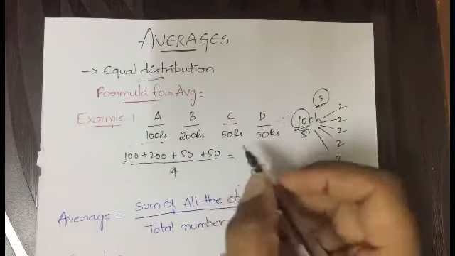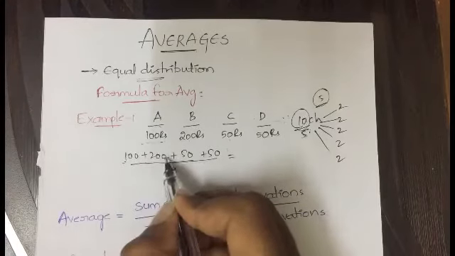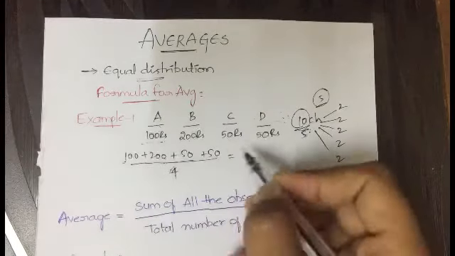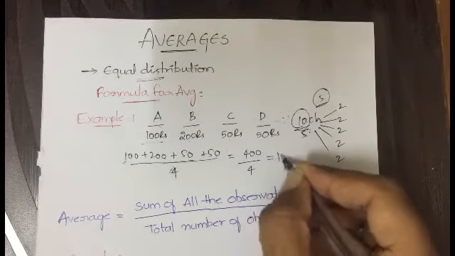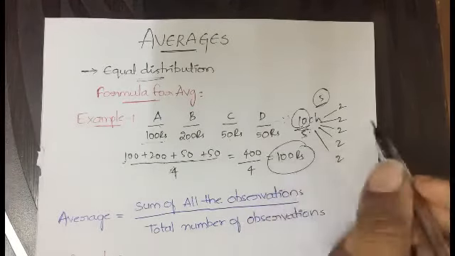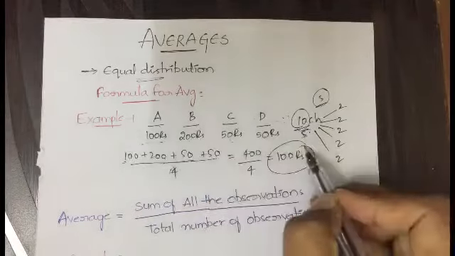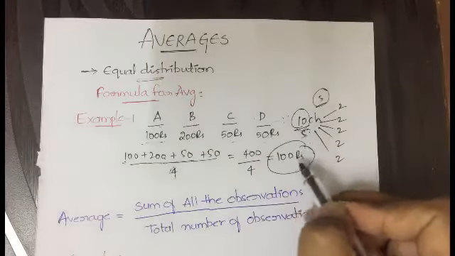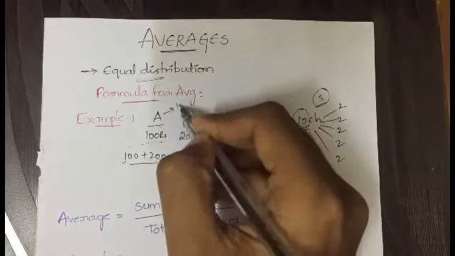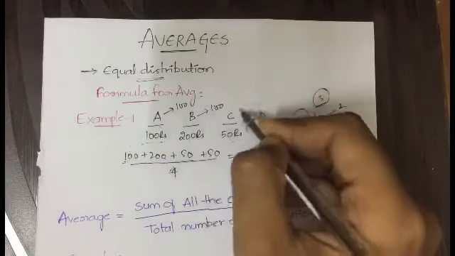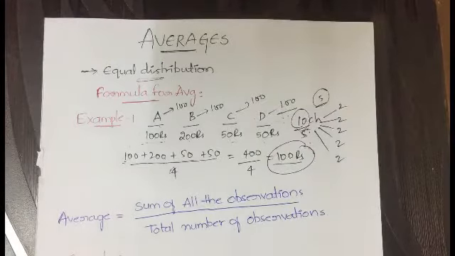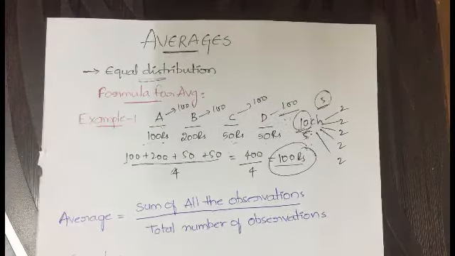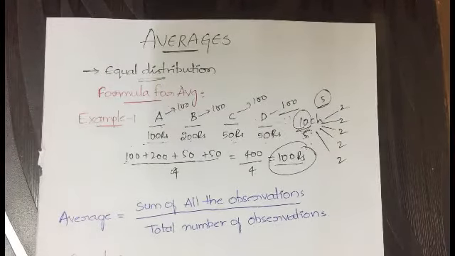Understood? So now the sum: 100 plus 200 is 300, plus 50 is 350, plus 50 is 400. So you get 400 divided by 4, which is simply 100 rupees. So when you distribute this entire money equally among 4 people, each gets 100 rupees. A gets 100, B 100, C 100 and D gets 100. So this is how you find the average. In average, you equally distribute the amount to all the people present in the group.